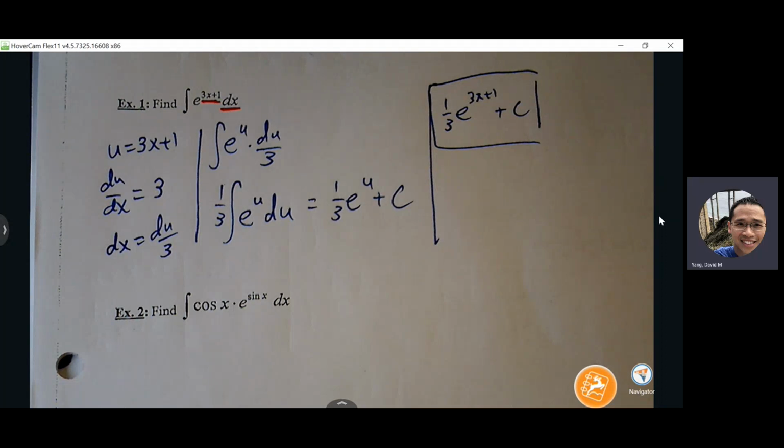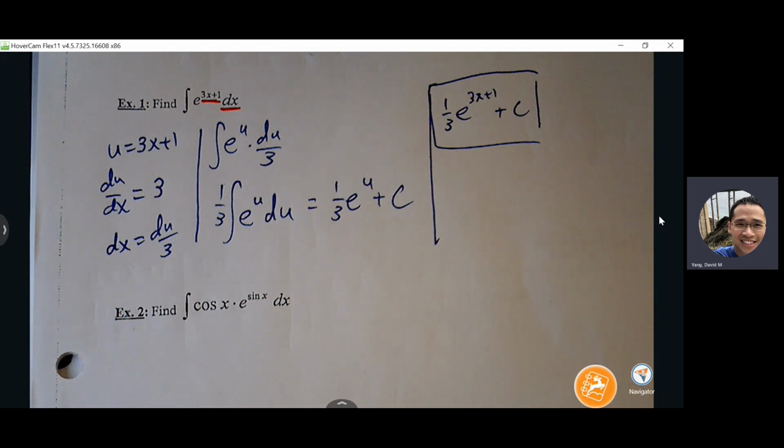Okay, example 2. Find integral of cosine x e to the sine x dx. We can't just rely on one rule. Because there's a multiplication. We can't think, oh, cosine, I'll do its rule. E, I'll do its rule. That multiplication prevents us from separating. Okay, this is one extended problem here. So too messy for any one rule to handle. We can't separate it. We got to go through u substitution.